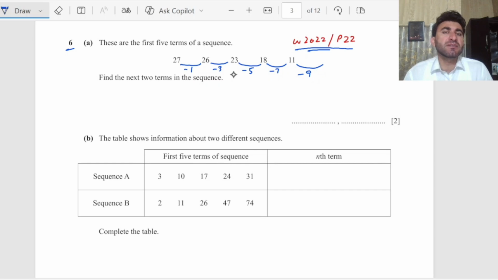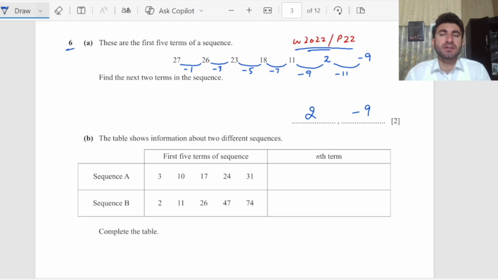As we can see the pattern of difference, first we subtracted 1, then 3, then 5, 7. So next it will be 9, and 11 minus 9 is 2. And then we will subtract 11 from it, and that will give us minus 9. So 2 and minus 9 are the next 2 terms of the sequence given.